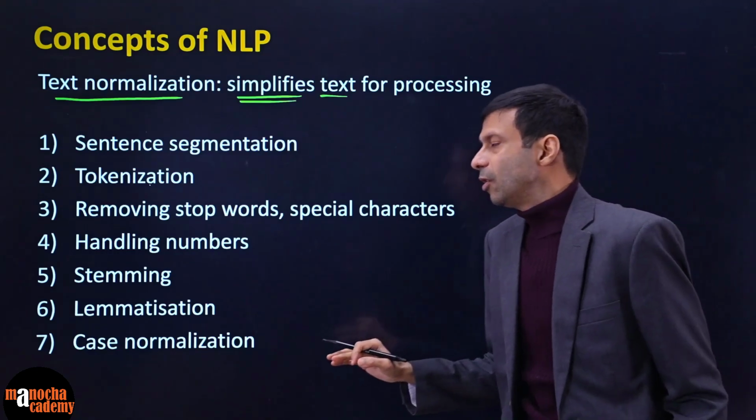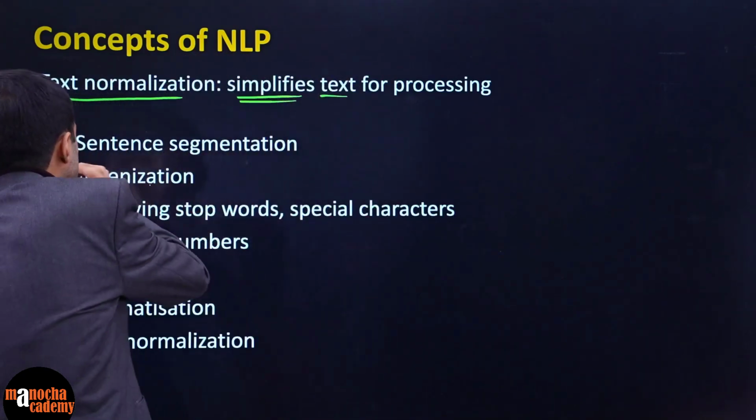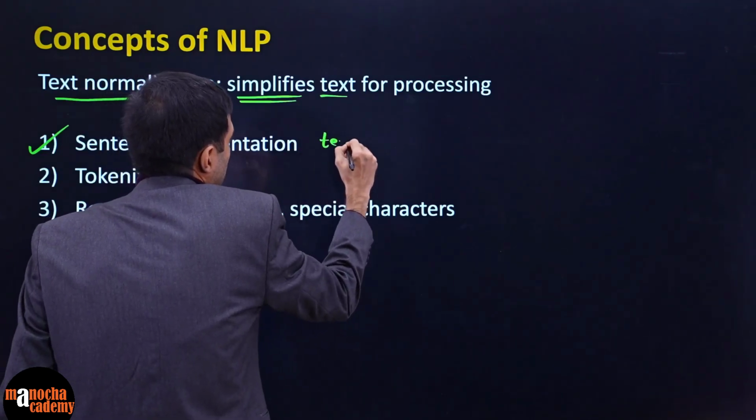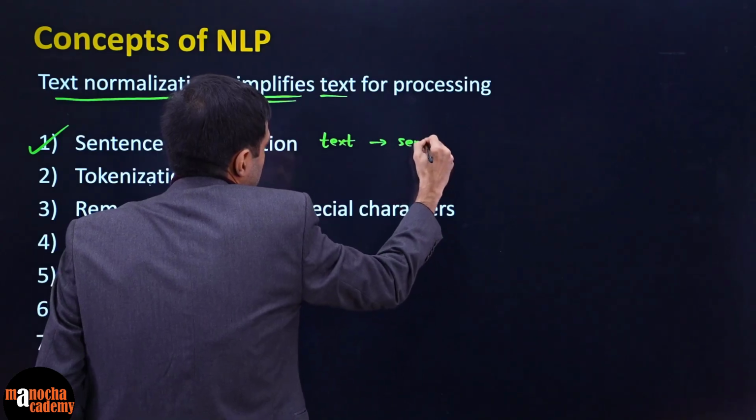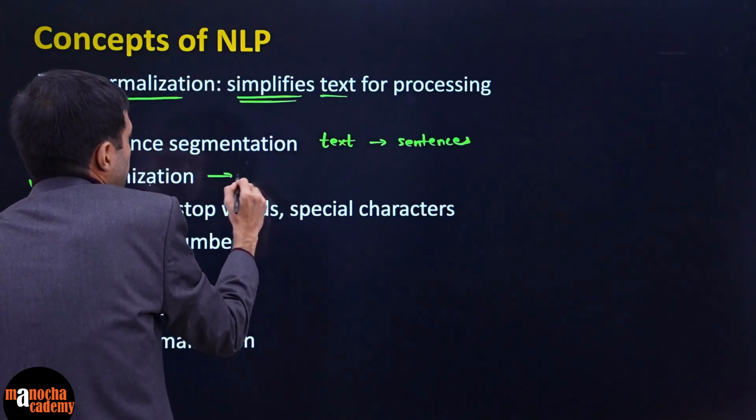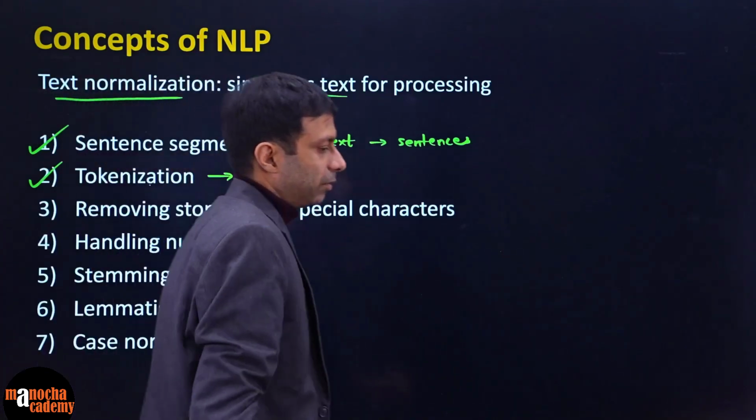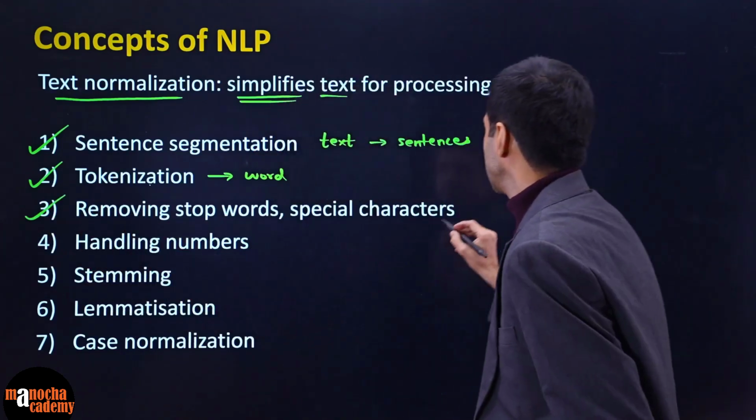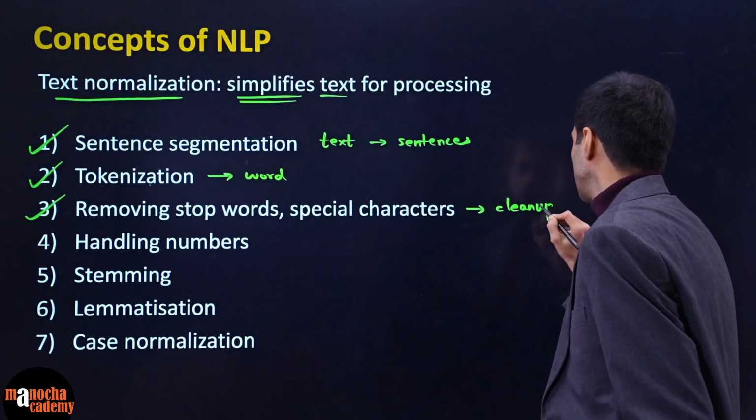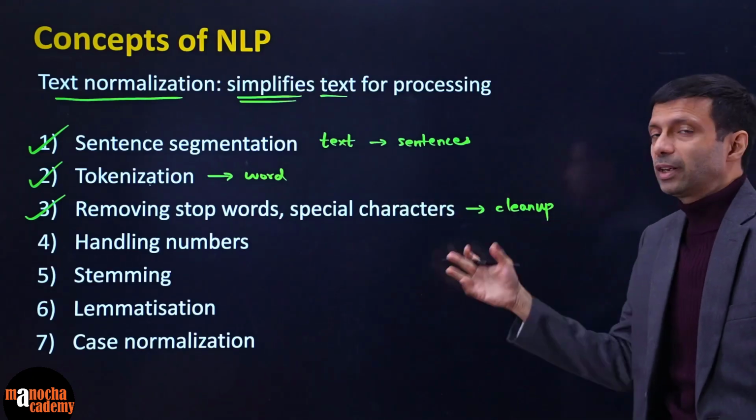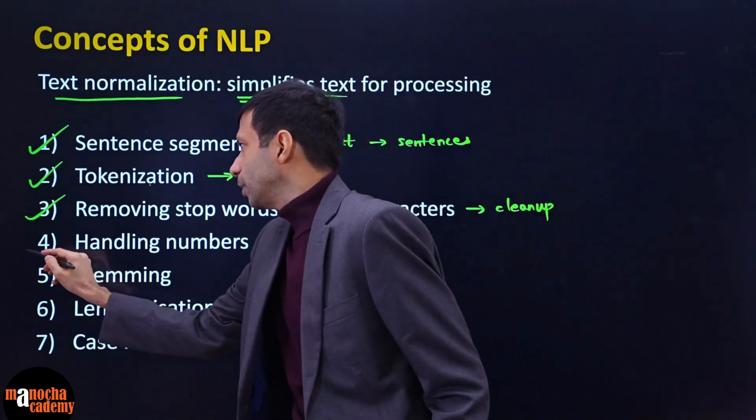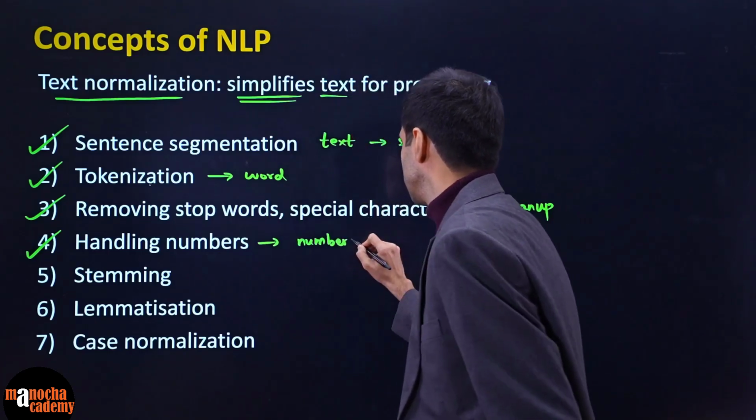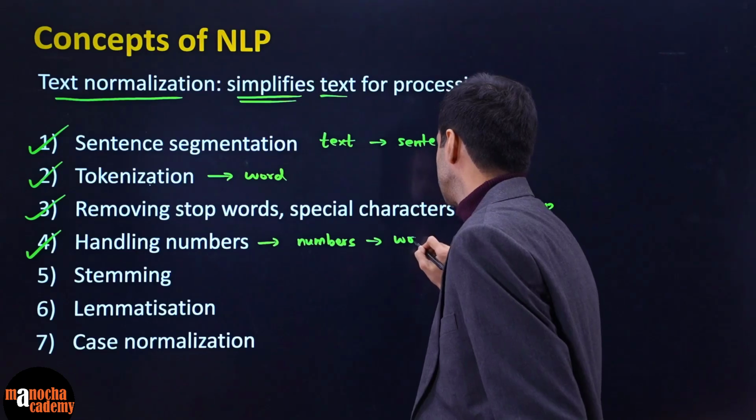So let's summarize what we have learned. First one is breaking the sentences, right? Sentence segmentation is basically you take your text, so you're going from text to sentences, splitting it into sentences. In the next step, tokenization, you're basically going down to the word level. Then removing stop words, special characters and all this I consider as your cleanup stage, right? Because the text could have some garbage characters and all that, special characters, or you can call them garbage characters. Handling numbers, right? So converting numbers. So here the goal was numbers to text or numbers to words.